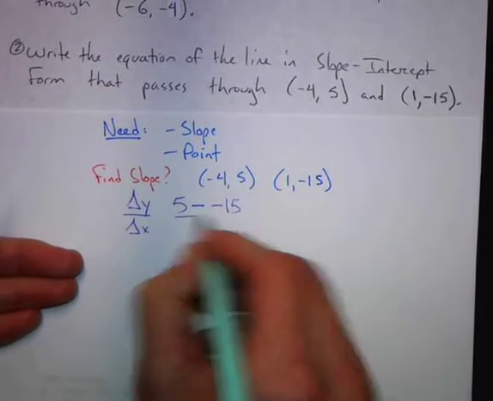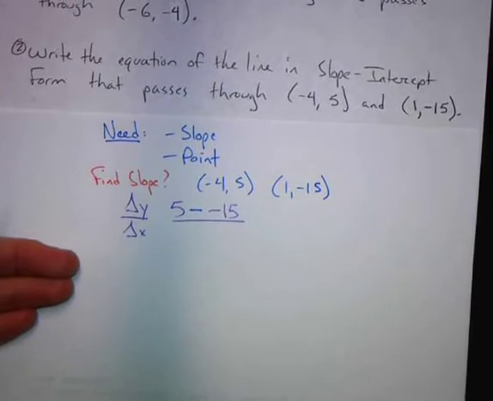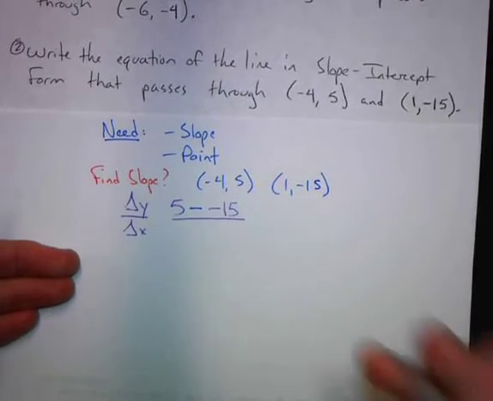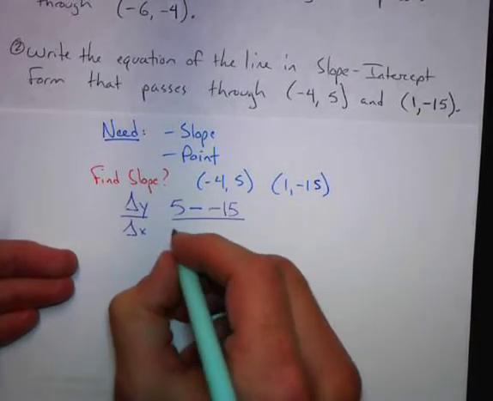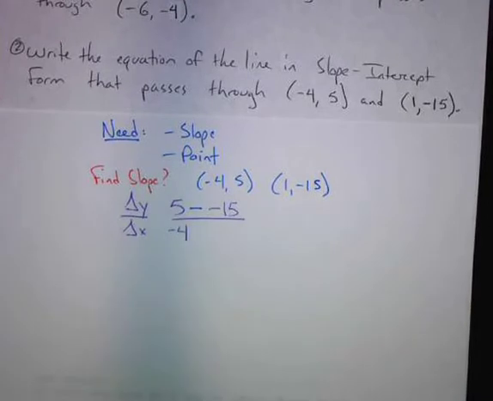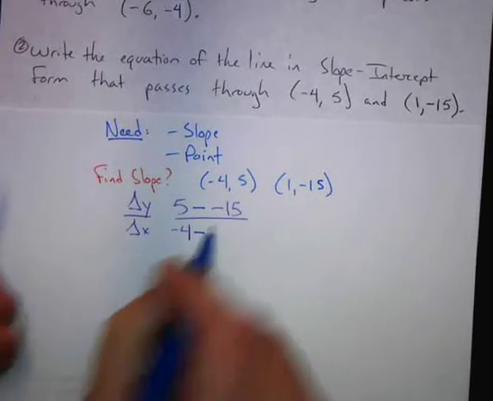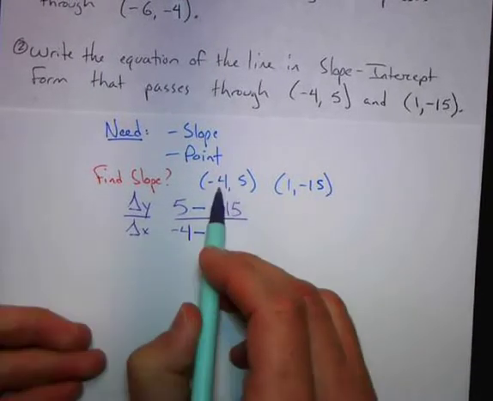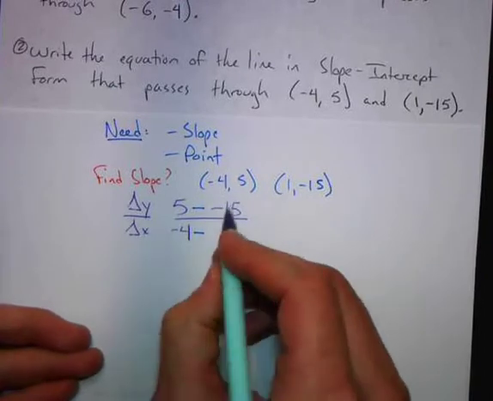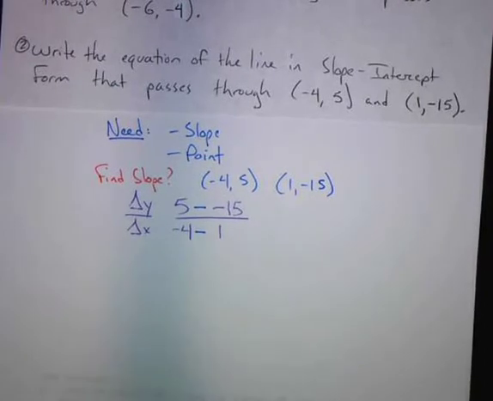That's the change in y. And the change in x, again, I'm working from left to right. My x here is -4. Change means difference. I'm going to subtract. So the difference between -4 and 1. And so I can find my slope this way.